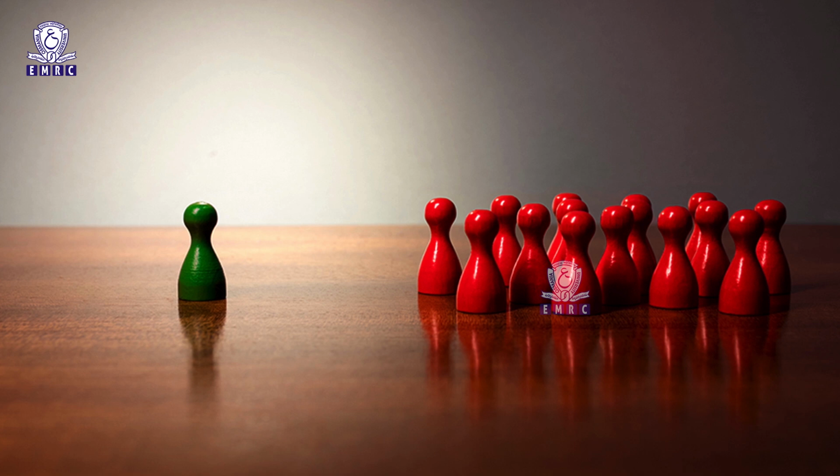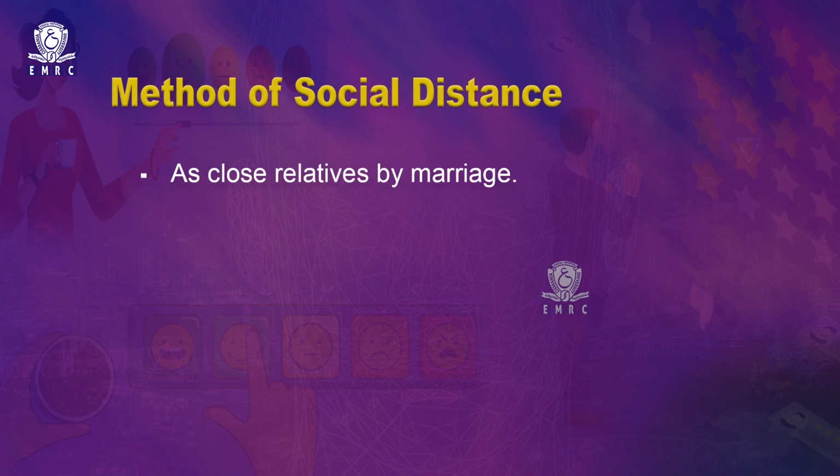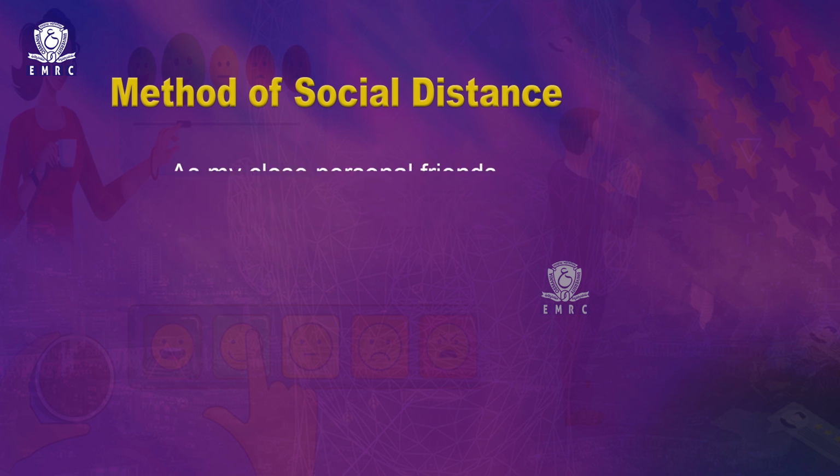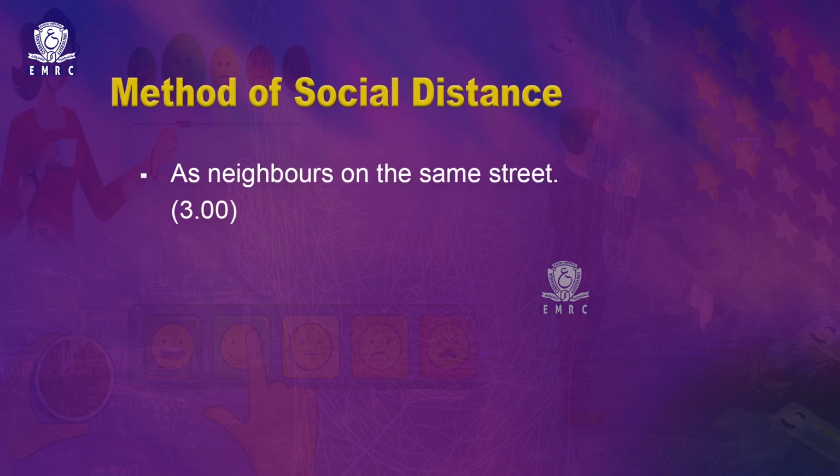The scale asks people the extent to which they would be accepting of each group, which means a score of 1 is given for a group is taken to indicate no social distance. When 1 is given, no social distance. So, let's look at an example. As close relatives by marriage, that is as the legal spouse of a close relative, score will be 1. As my close personal friends, score will be 2. As neighbors on the same street, score is 3.